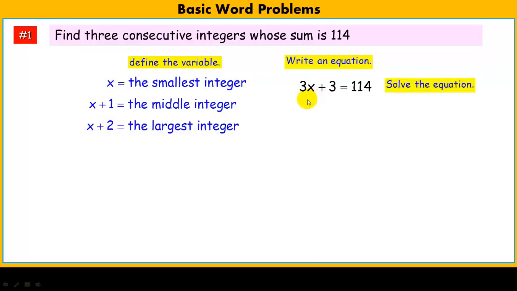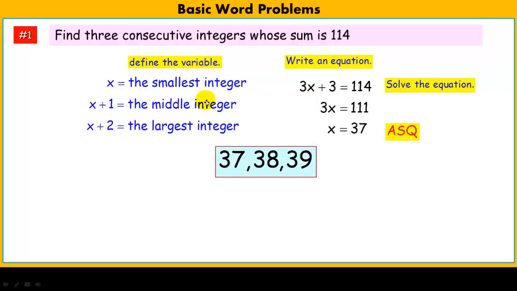Now we solve the equation. Subtract 3 from both sides, divide by 3. And then we answer the question. The question asks for all 3 of them: 37, 38, 39. Raise your hand if you got that one correct.